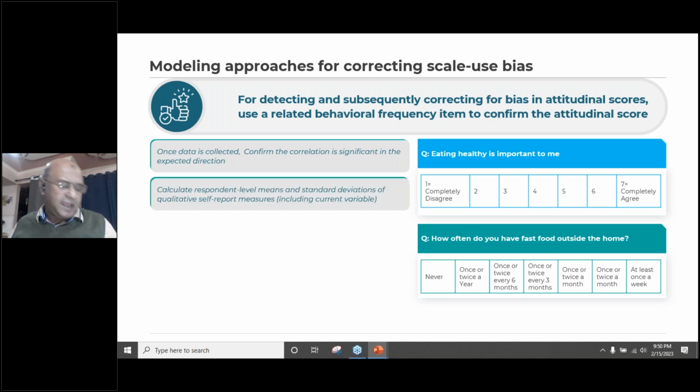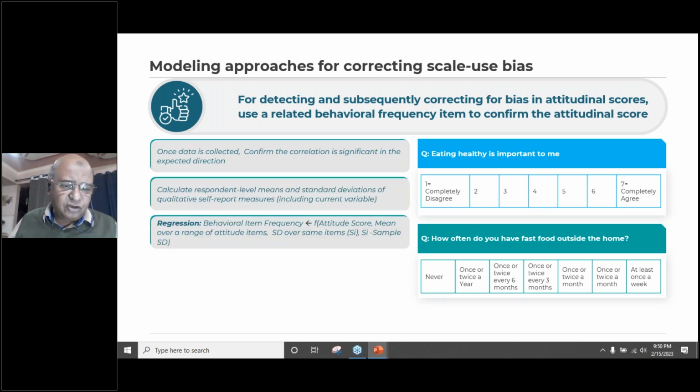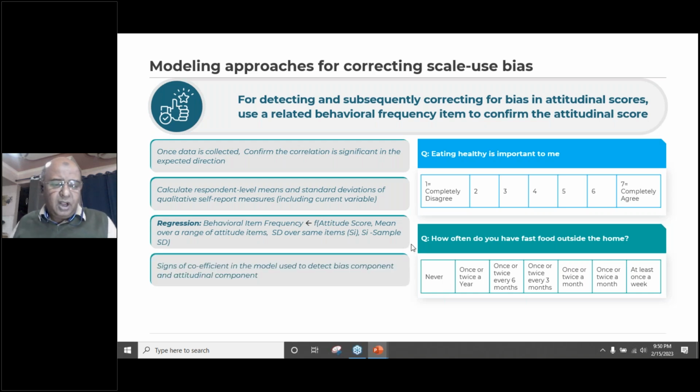You calculate again respondent level means and standard deviations. You then run a particular behavioral item frequency. We have this paper in the references. It's not simple. It uses the attitudinal scores, the mean of the culture, the standard deviation, and the standard deviation of the entire sample of the culture. Then you take the signs of the coefficients depending on that equation.